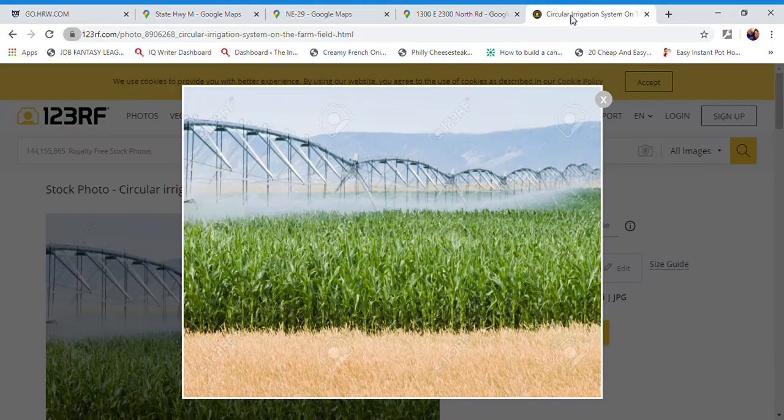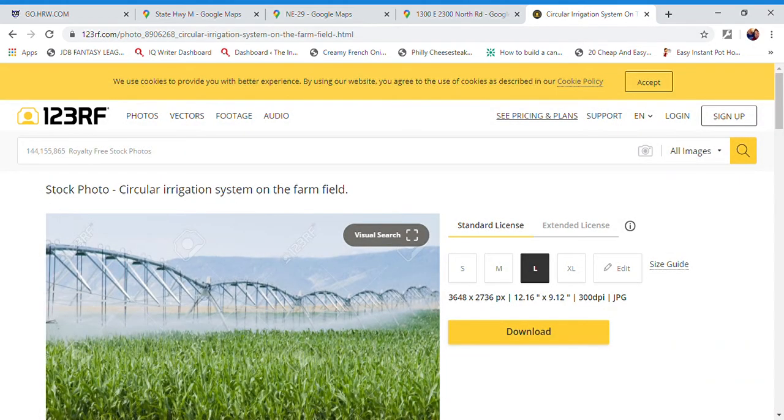And a pro tip here, if you see something that looks like this machine right here, that's an irrigation system, and those are almost exclusively further west of the Mississippi, where it's drier.